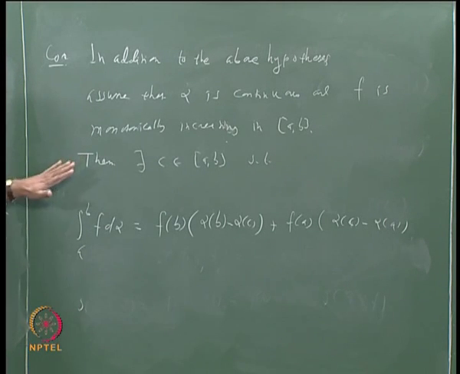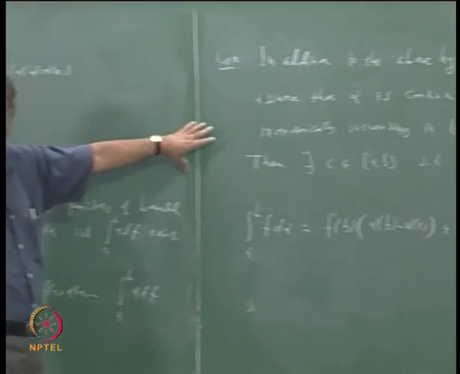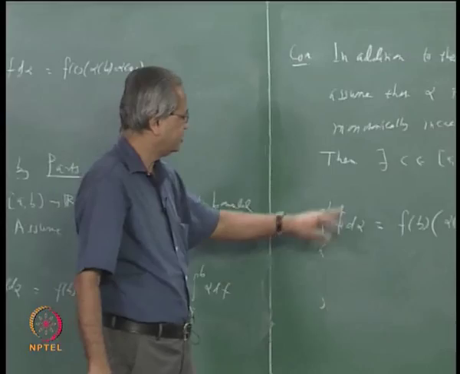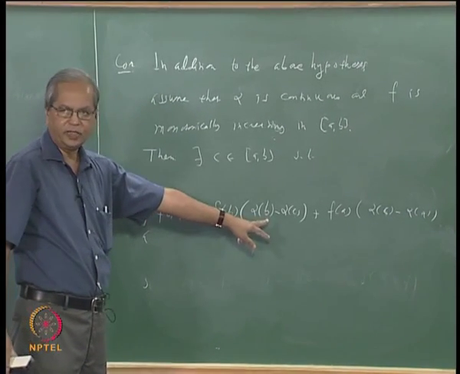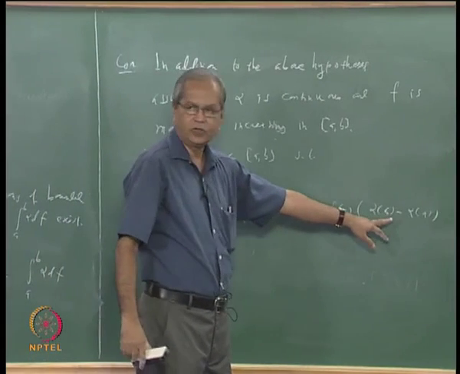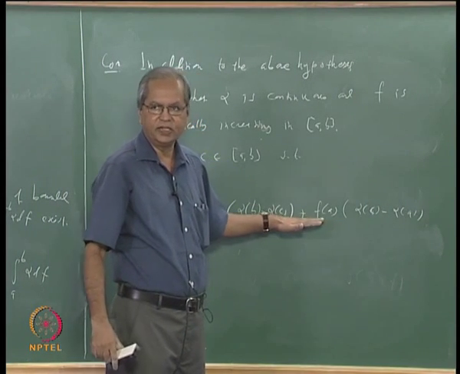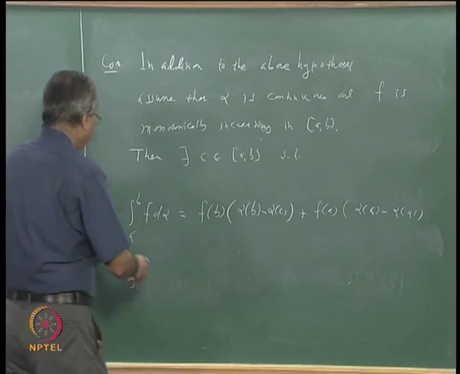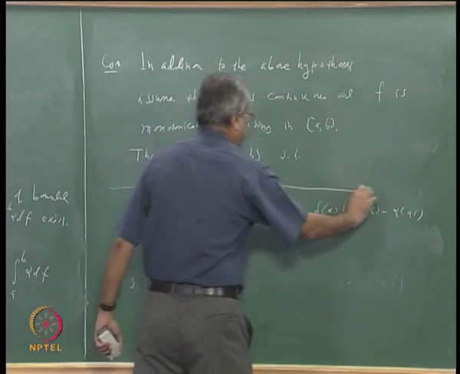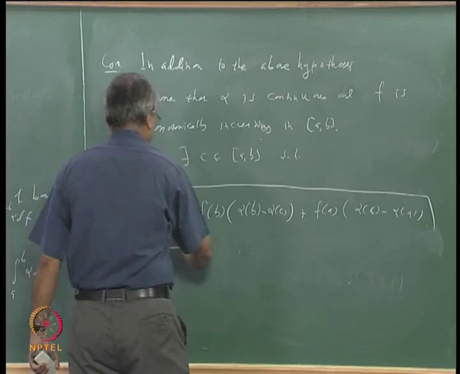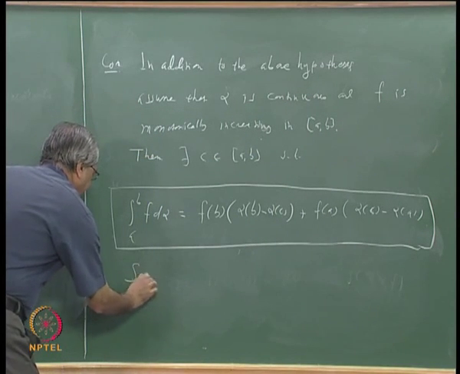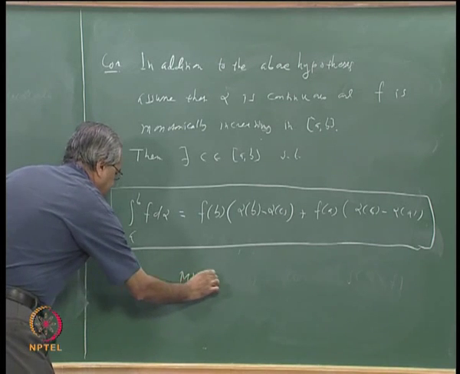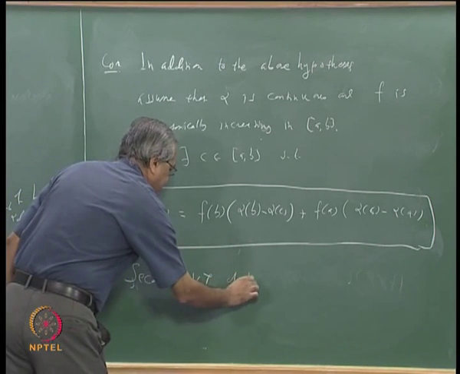So this conclusion that there exists c, whenever f and alpha satisfy all these conditions that I mentioned here, there exists a c such that the integral from a to b of f d alpha turns out to be f(b) into alpha(b) minus alpha(c) plus f(a) into alpha(c) minus alpha(a). This is what is called the second mean value theorem of integral calculus.